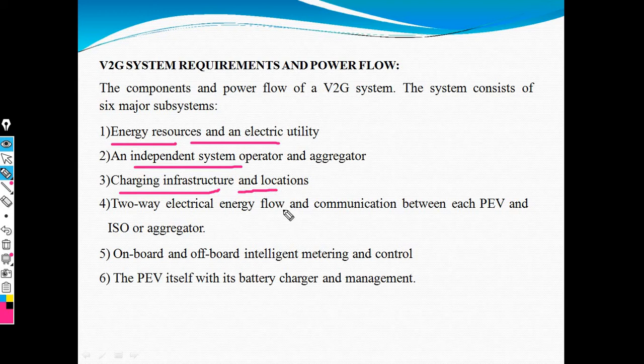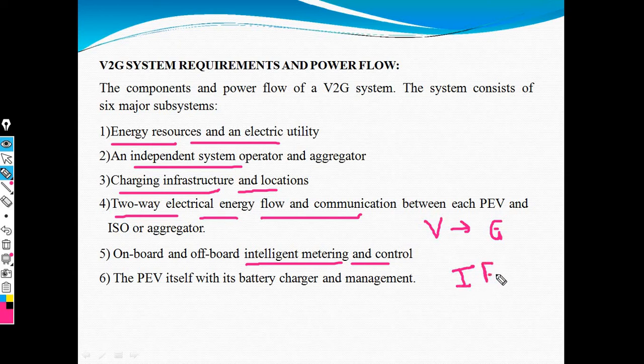We also require communication between plug-in hybrid vehicles and the grid system. That means we require two-way electrical energy power flow communication between the vehicle and the grid system. Then we also require a smart meter, an intelligent smart meter, and control. That means we have to use intelligent electronic devices. These are very important components for metering as well as control.